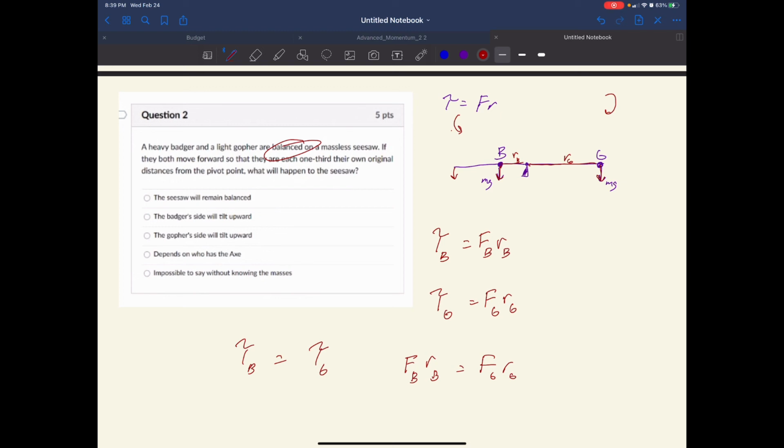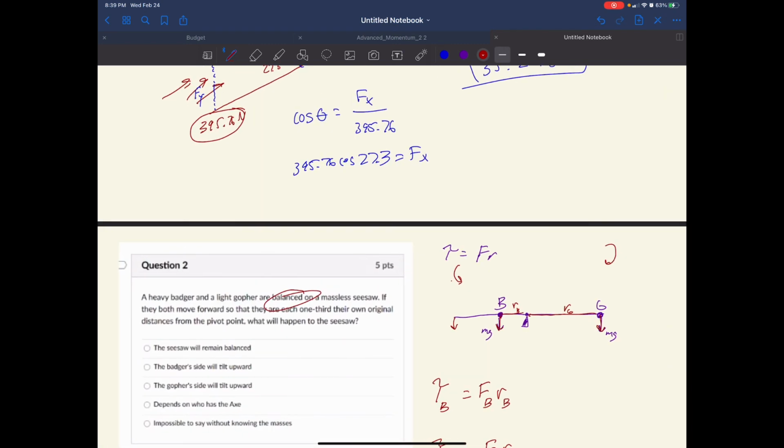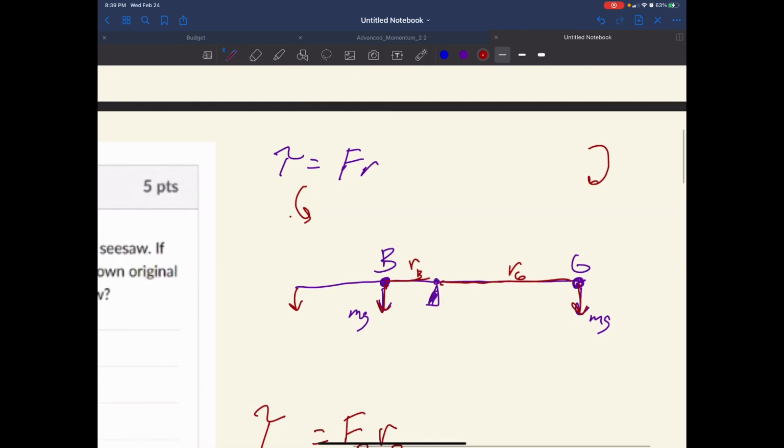Okay, now I'm going to zoom in here for a second. The question says if they both move forward so that they're 1/3 their original distances. So let's just imagine what's happening here. This badger has now moved in to this position here. That's the new position. Let's say that the gopher has now moved in, so it's only 1/3, which is going to be this position here. Which means that this new distance R is only going to be 1/3 what it originally was. And this distance right here is only going to be 1/3 what it originally was.